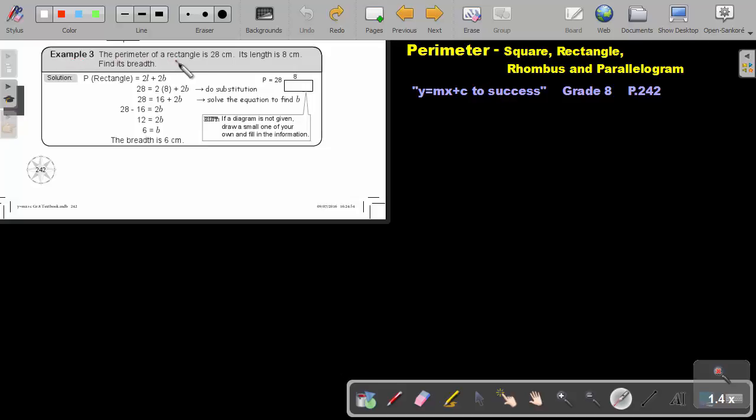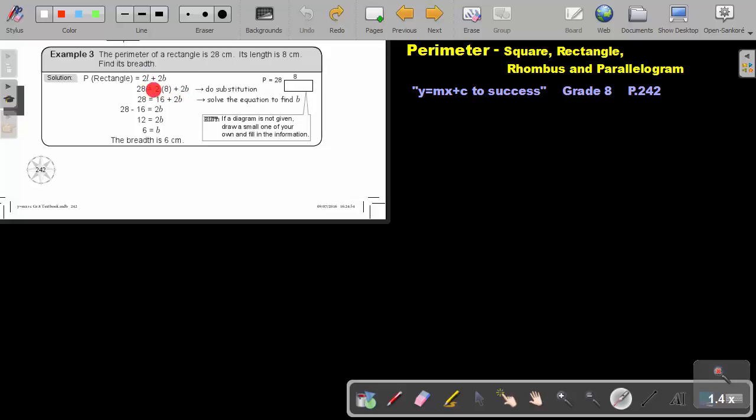The perimeter of a rectangle is 28 centimeters. Its length is 8 centimeters. Find its breadth. In this case, I'm giving you the perimeter and I ask you for one of the other lengths. So start the same: first write down your formula. Then do substitution. In the place of perimeter, I put 28. In the place of the length, I put 8. And then I'm looking for the breadth.